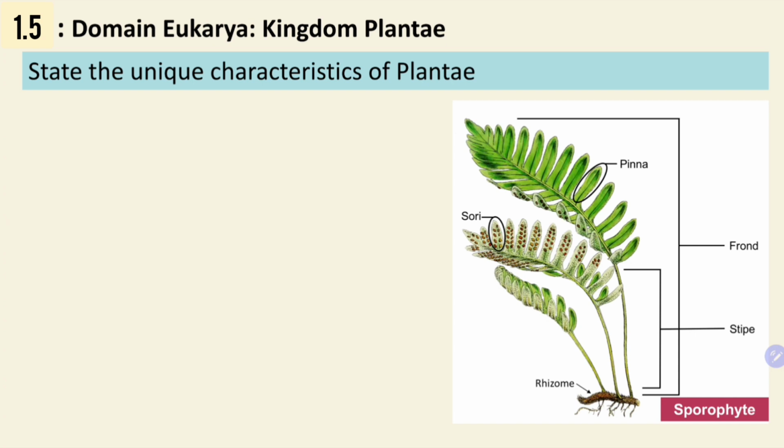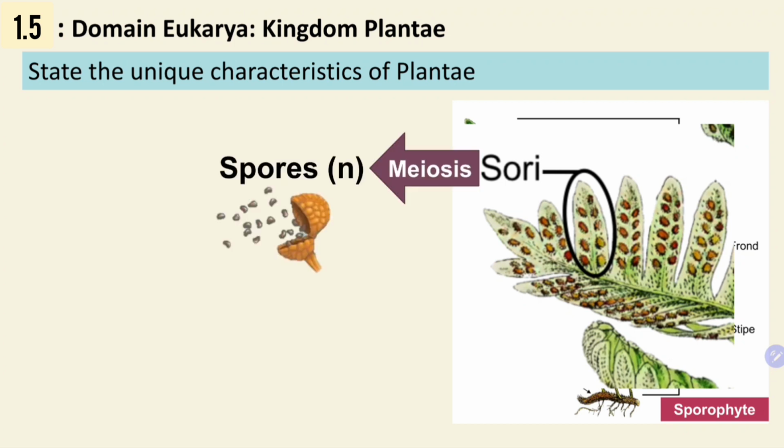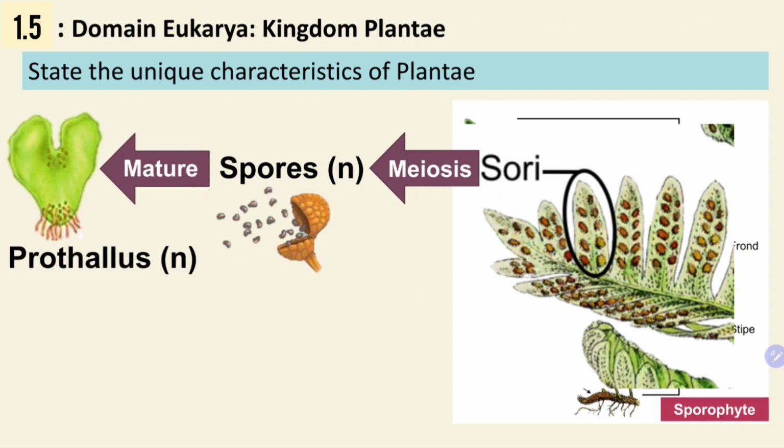So the sporophyte will produce spores inside a cluster of sporangium known as sori ataupun sorus. Dalam sorus ini akan ada sporangium that will produce spore by meiosis. So when the spores are mature, the spores will develop to form a structure known as protellus. So kat sini kita nampak protellus is N, which is haploid. So spore yang N tadi akan develop to form a mature protellus. So protellus is the gametophyte generation untuk fern.